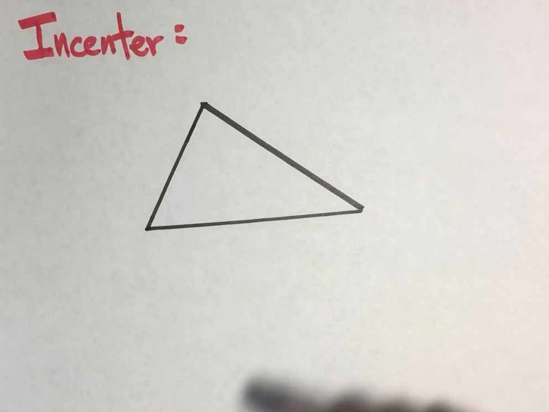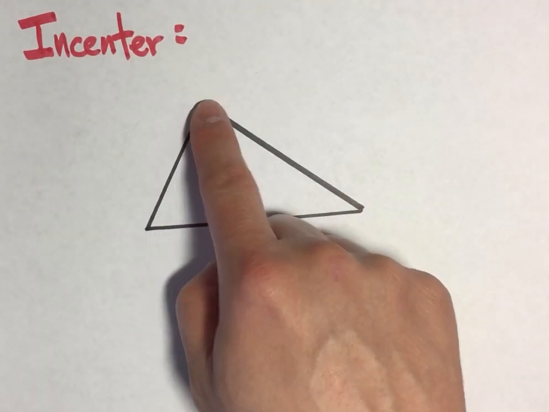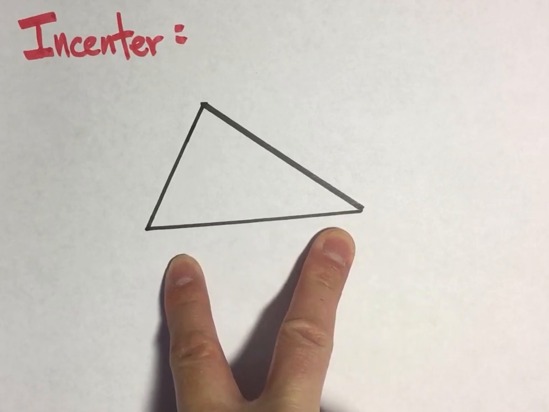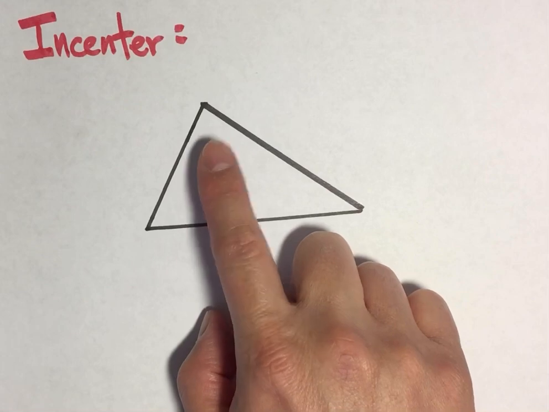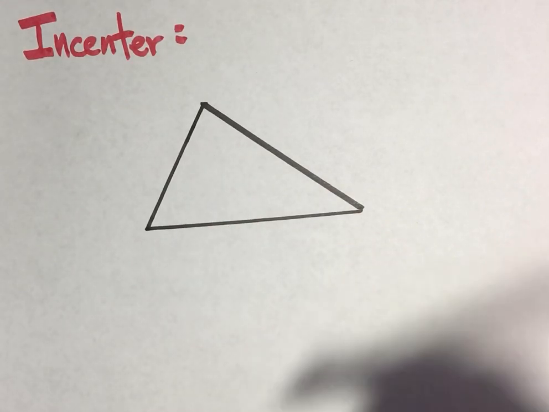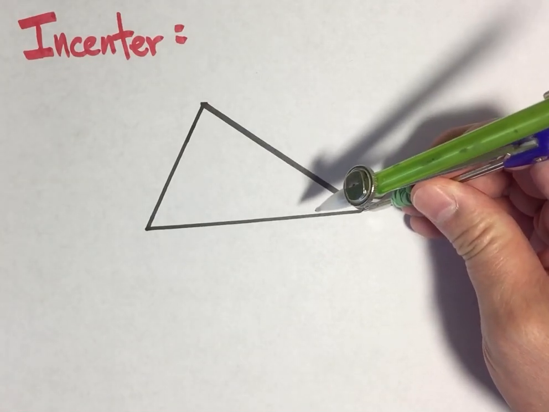So let's start off by bisecting our angles, and we're actually going to only bisect two out of the three, because when we bisect two, we'll find out where the two intersect, and that should also be the same location where the third one will intersect as well. So let's start off by bisecting one angle right over here.